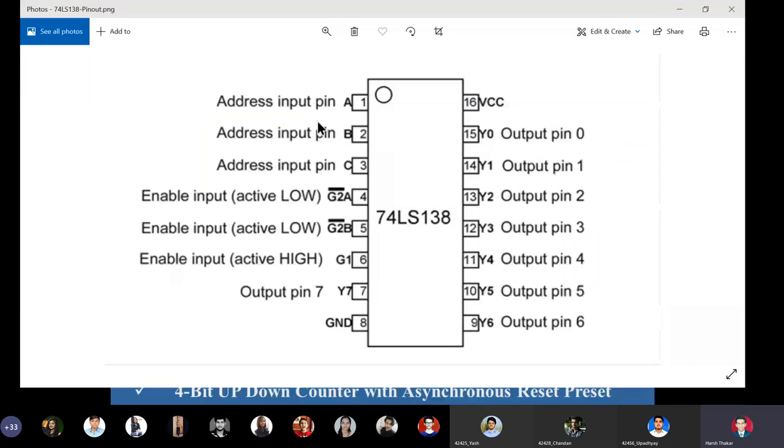Okay. This is the pinout diagram of 74LS138. It is basically a decoder. We see here the 8 outputs, Y0 to Y7, and the three inputs A, B, C, so I2, I1 and I0. And this particular chip has 3 chip enables: G2A bar, G2B bar, and G1 is active high.